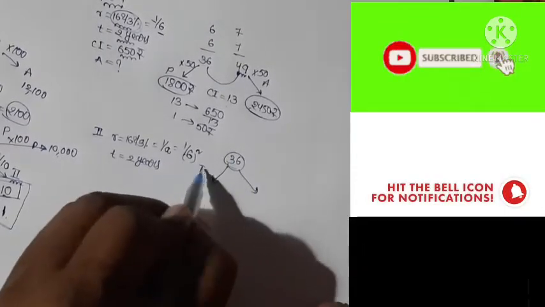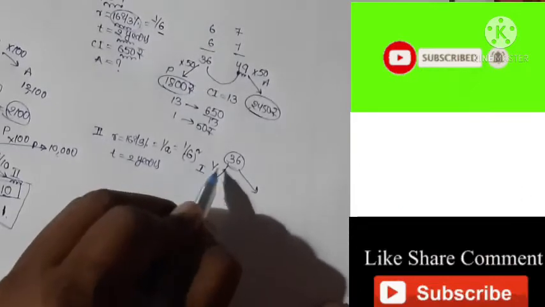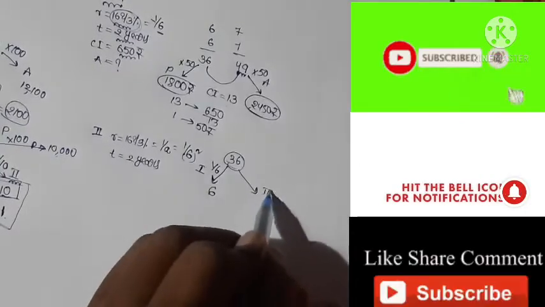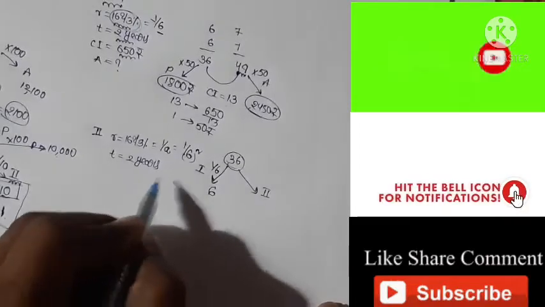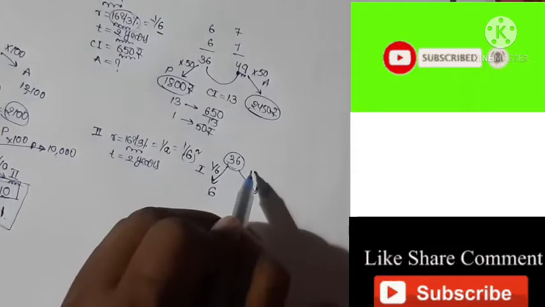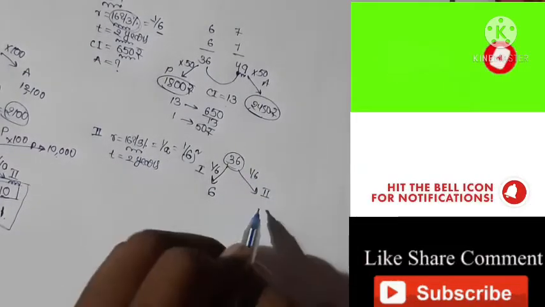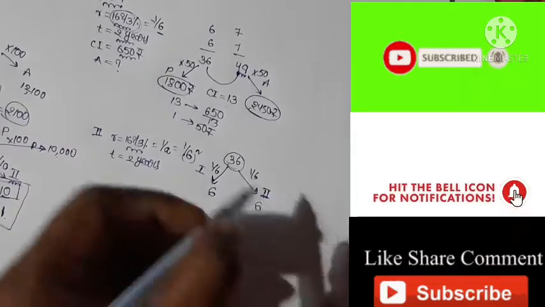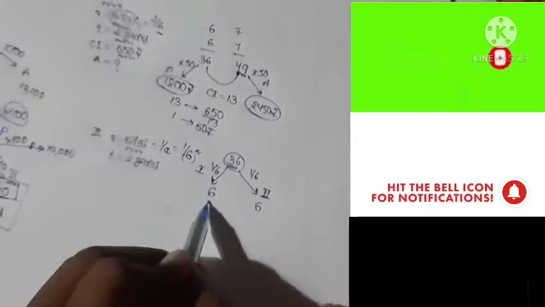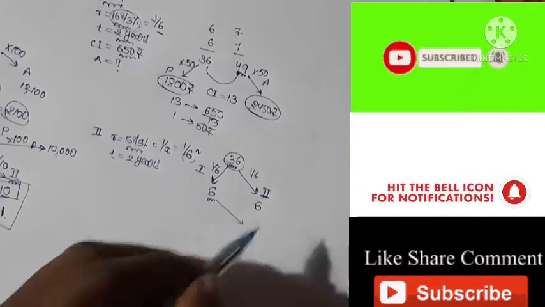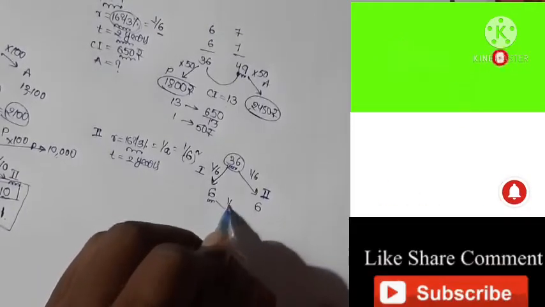So first year the rate of interest is 1/6, so the value is 6. Second year the rate of interest is 16 2/3%, so 1/6, the value is 6. In second year the compound interest is calculated on principal and the interest. So interest is 6, and the rate of interest is 1/6.